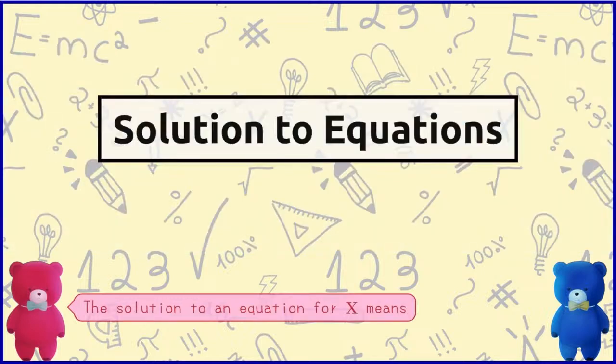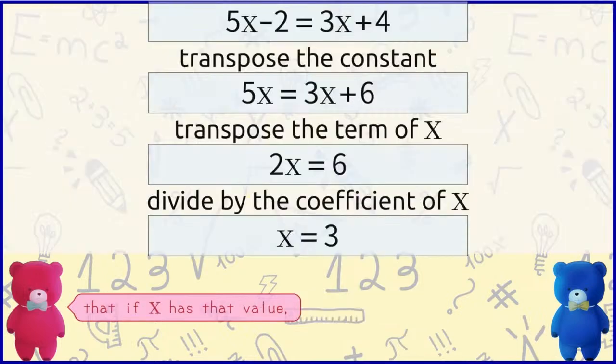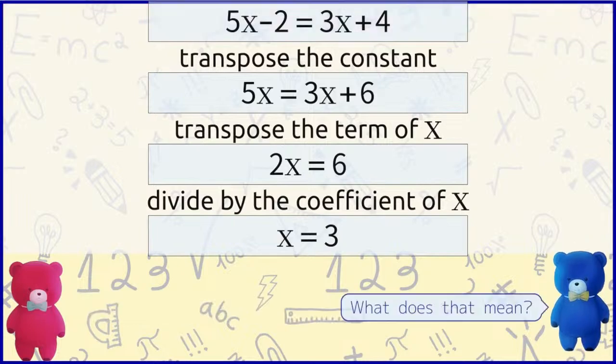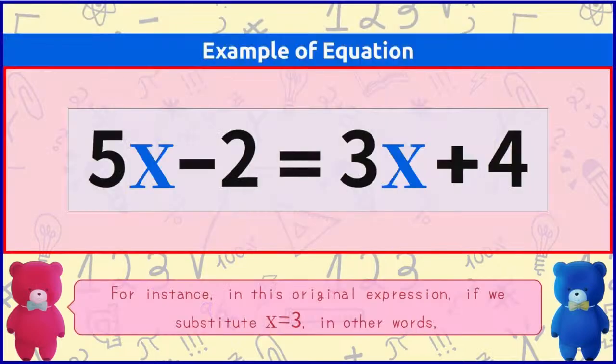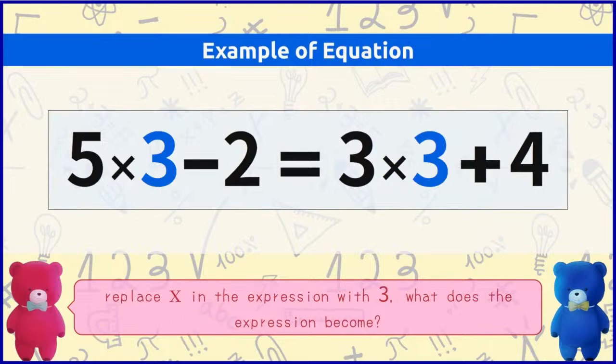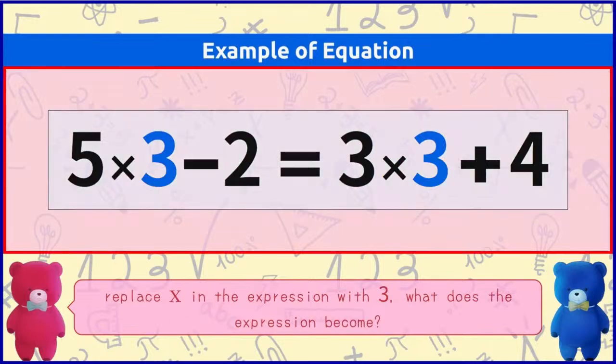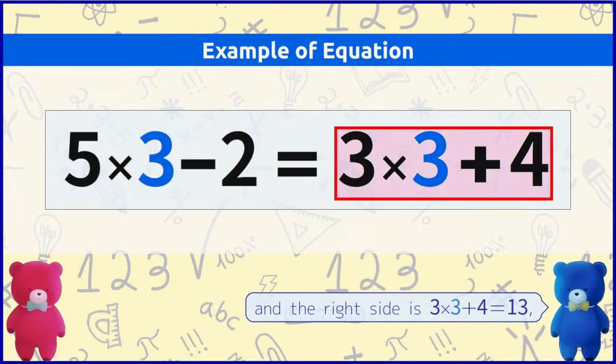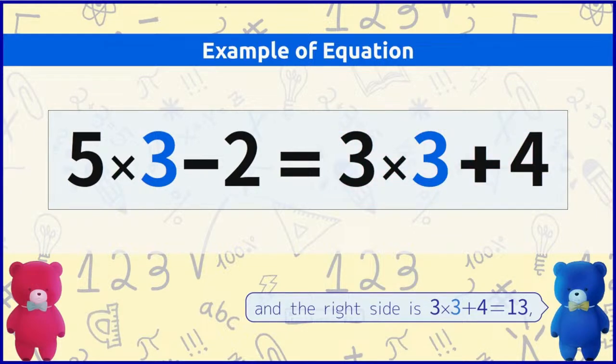The solution to an equation for x means that if x has that value, then the original expression becomes true. What does that mean? For instance, in this original expression, if we substitute x equals 3, in other words, replace x in the expression with 3, what does the expression become? The left side is 5 times 3 minus 2 equals 13. And the right side is 3 times 3 plus 4 equals 13. So it becomes 13 equals 13, right?